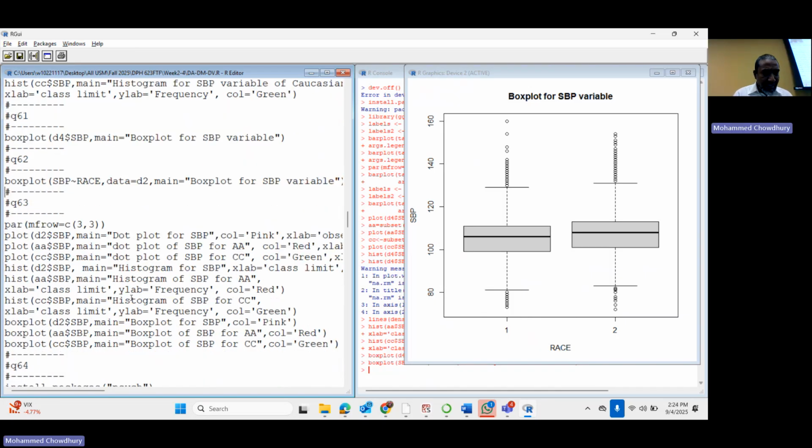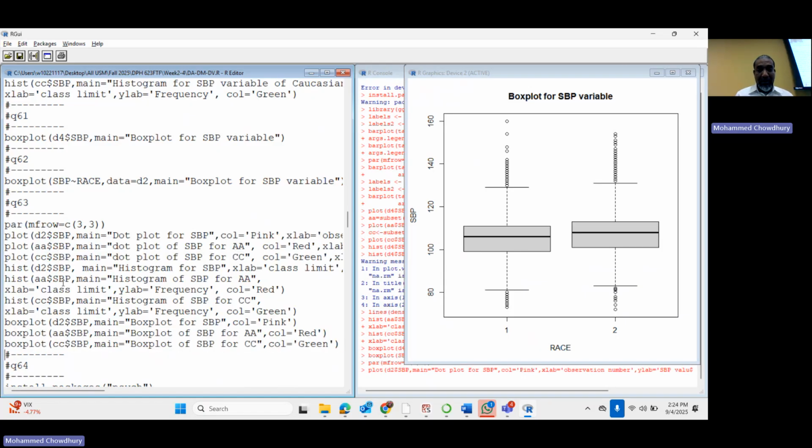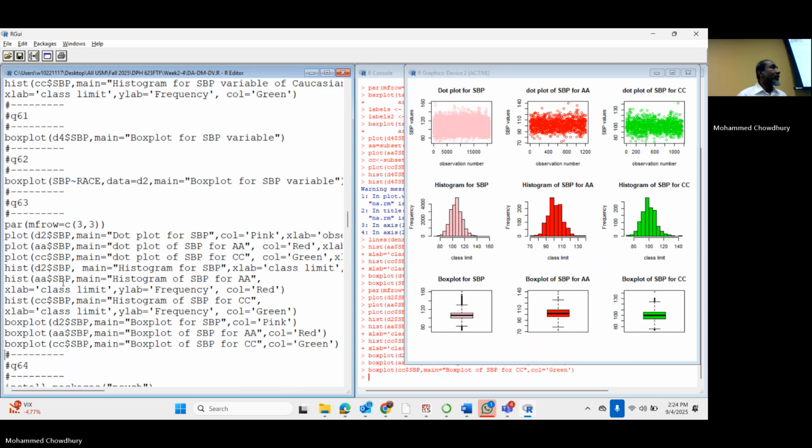Okay, now I want to see all 9 graphs together. So 3 dot plots, 3 histograms, and 3 box plots could be obtained together by running this. First are the dot plots: first one for the entire data, second one for the African American, third one for the Caucasians, and the same variable SBP is used in creating these 9 graphs. First 3 are the dot plots. That means observation number and observation value are put on the x-axis and y-axis. Second is the histogram and third is the box plot.